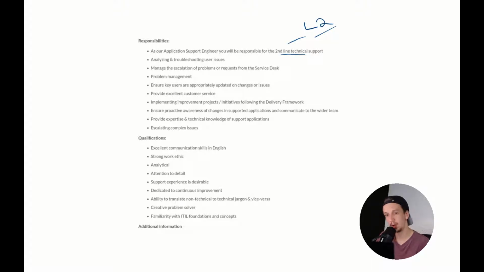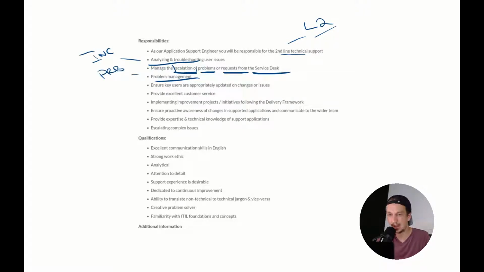So here we go, analyzing and troubleshooting user issues. We can define these as kind of like incidents, right? Manage the escalation of problems or requests from the service desk. So this is a role that's involved with ticketing software, and we want to be aware of what escalation means, as well as problems and requests. So problem management, that's a key term here. This can be referred to commonly as a PRB.